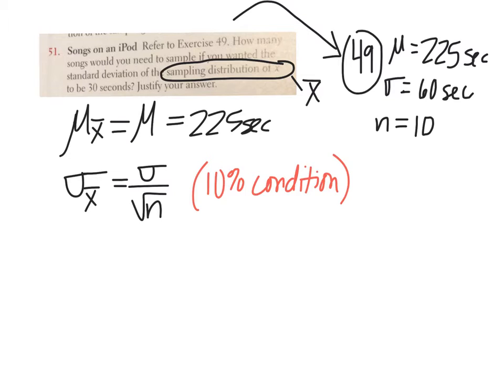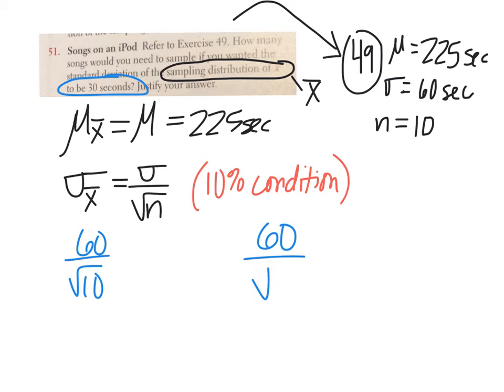So the original was 60 divided by the square root of 10. They're wanting the standard deviation to be 30 seconds, specifically. So the original population standard deviation is 60. I don't know what my sample size is going to be, and I'm wanting this to be 30 seconds. So really, we just have to think about what we want to plug into n to make this work.